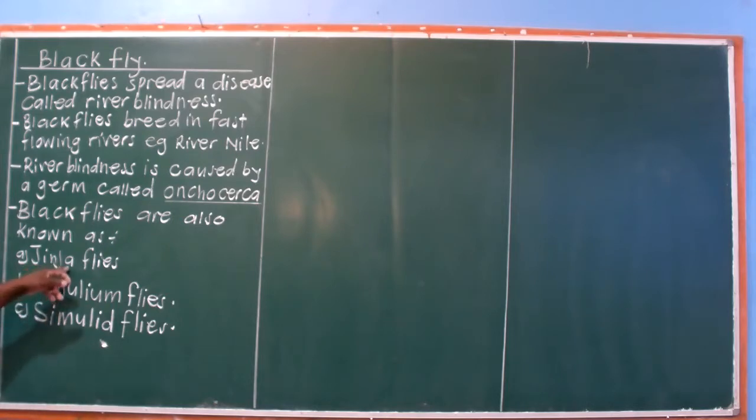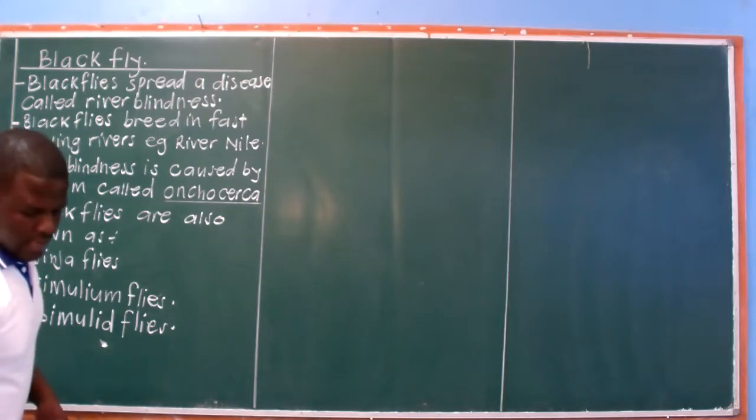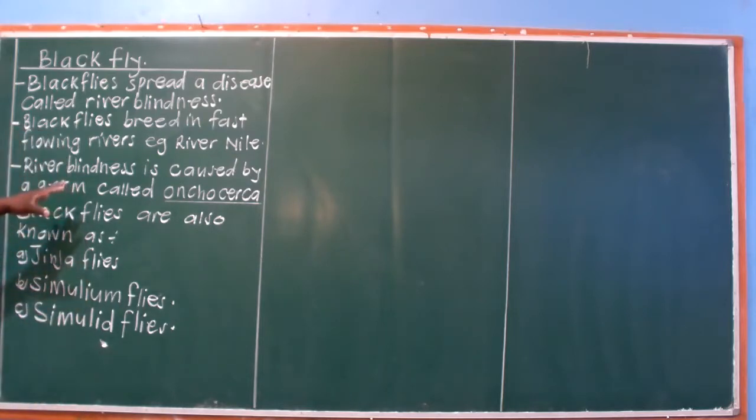Why do you call them ginger flies? Because of that river Nile. It is in ginger, and the water which flows through river Nile flows very fast. So black flies are common in ginger. They breed in river Nile. Then we say they undergo 4 stages of development.